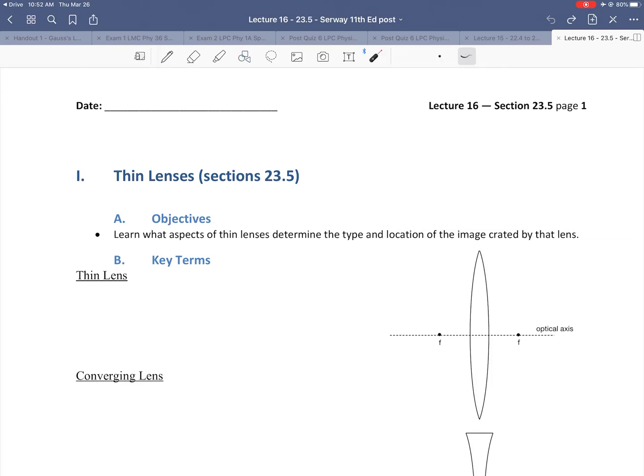Hello and welcome to Lecture 16. Here we're going to cover section 23.5 of Survey 11th edition. This will be part 1 of a lecture on the topic of thin lenses.